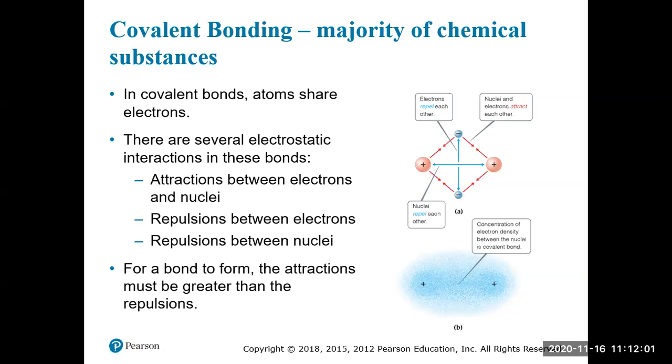So in the ionic bonds, you had one atom donating an electron and another atom picking it up. So you had a transfer of electrons. In covalent bonds, it's just sharing of electrons. And what we'll see today is that sometimes the sharing is equal, but a lot of times it isn't. And the things that influence that are the attraction of electrons and nuclei, the repulsion of electrons, and the repulsions between nuclei as well. And so for the bond to form, that attraction has to be greater than the repulsion.